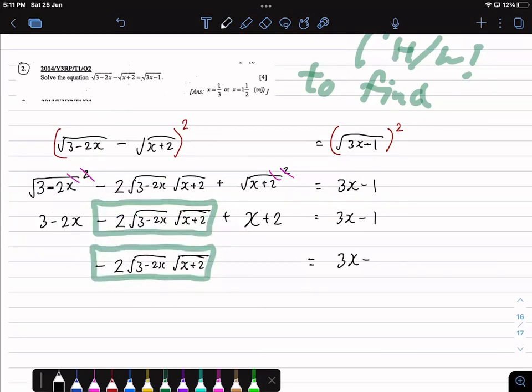Equals to 3x minus 1. Then 3 minus 2x, bring over, becomes minus 3 plus 2x. This one, x plus 2, bring over, minus x minus 2. Clear so far? Okay. Simplify the right-hand side.